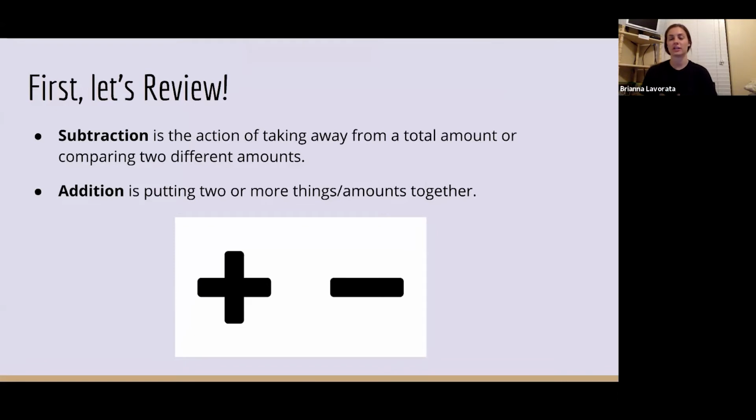So subtraction. What is subtraction? I know that most of you know that subtraction is identified by a subtraction sign, which is just that line, right? But the meaning of subtraction is the action of taking away from a total amount or comparing two different amounts, right? So in subtraction, you might hear us say taking away. There's other key terms like what is the difference, and that's when we're going to compare two amounts together.